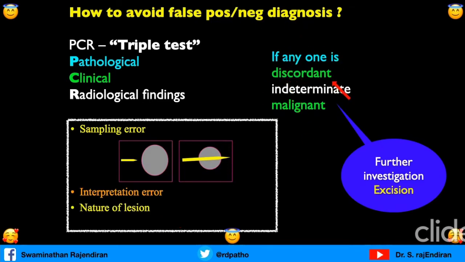Whenever there is a discordancy, it can be due to sampling error, interpretation error, or nature of the lesion. If it is sampling error, we can educate the people who are doing the procedures, for example, radiologists in core biopsy or pathologists in FNAC. Interpretation error, it is on our part. And nature of the lesion, both can be right, but we may be missing this lesion.